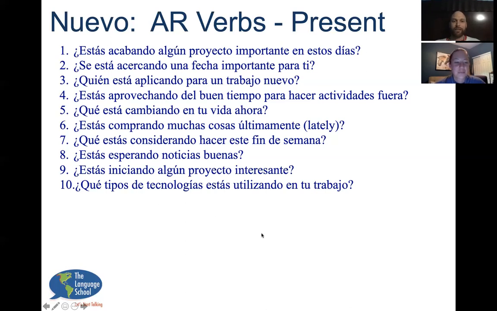Perfecto. ¿Quién está aplicando para un trabajo nuevo? Mi amiga está aplicando para un trabajo nuevo. ¿Estás aprovechando del buen tiempo para hacer actividades fuera?